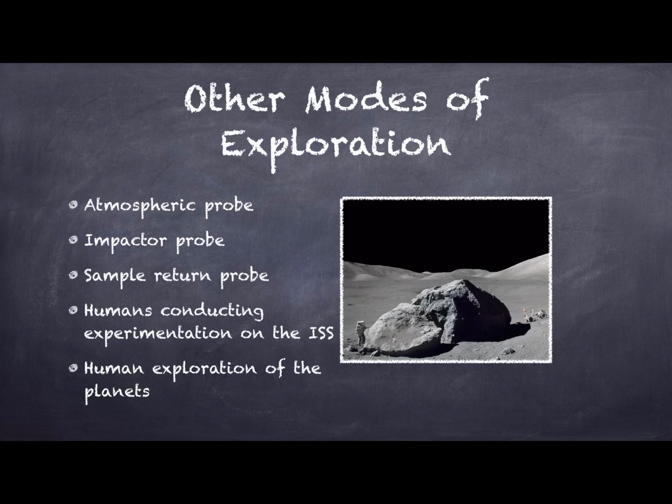Okay, so we've talked about telescopes both on the ground and in space. We've talked about flybys, orbiters, and landers. In addition to that, there are other modes of space exploration that we could discuss. We're not going to really go into them, but there are atmospheric probes, impactor probes, probes that are meant to return samples. And of course, there's the idea of humans exploring other planets.